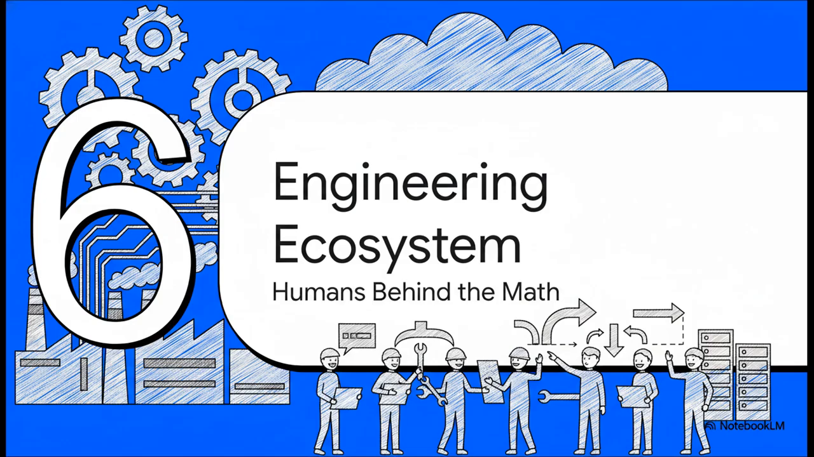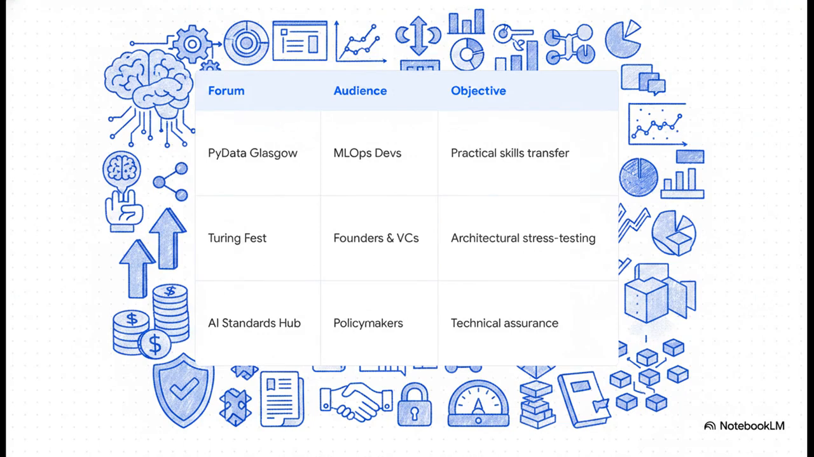Finally, checkpoint 6, the engineering ecosystem, the humans behind the math. Let's zoom out for a second. This entire pipeline we just walked through requires a massive professional community to debug, fund, and maintain it. The global transfer of this mechanistic knowledge is highly structured, and the Scottish tech ecosystem actually provides a perfect objective example of how this operates.